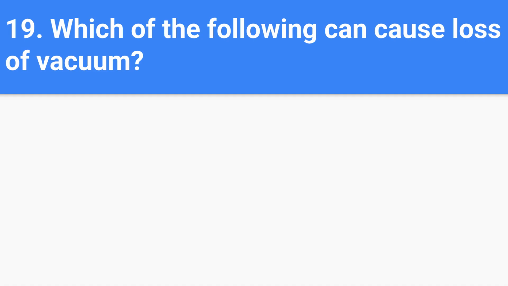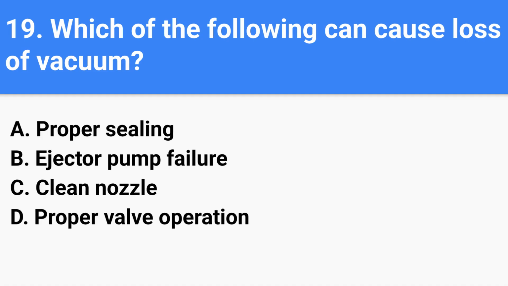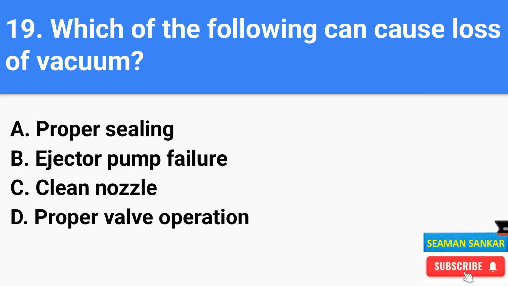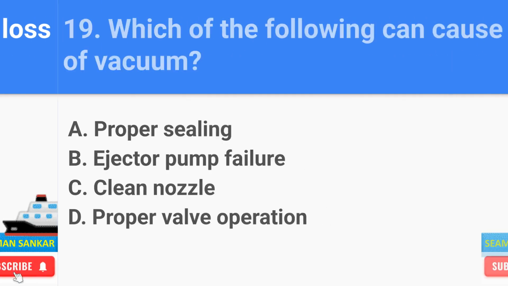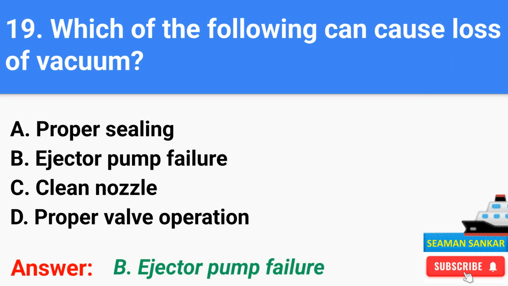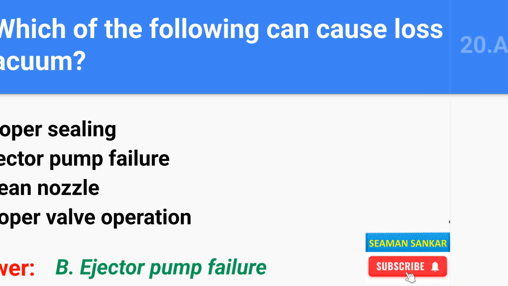Question 19. Which of the following can cause loss of vacuum? A. Proper sealing. B. Ejector pump failure. C. Clean nozzle. Or D. Proper valve operation? The answer is B. Ejector pump failure. The ejector pump is essential for maintaining the vacuum. If it fails, the vacuum will be lost.